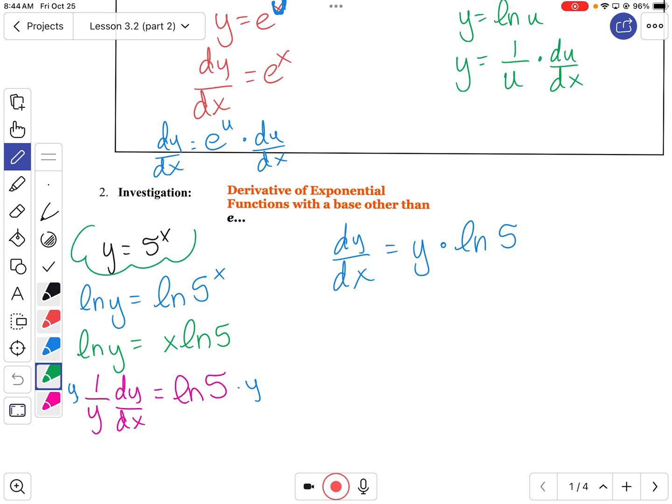y is equal to 5 to the x, okay? So we're just going to replace it. We're going to substitute that y. So dy/dx equals 5 to the x times the ln of 5, and that is actually the derivative, okay?